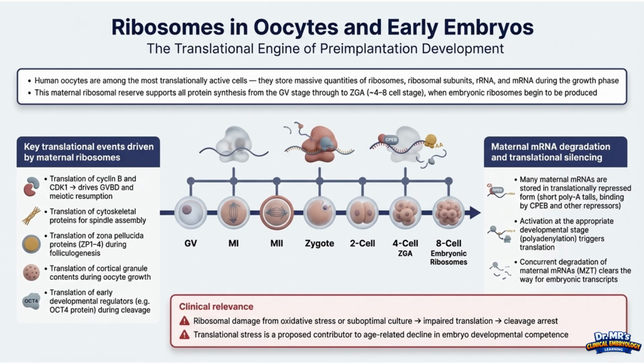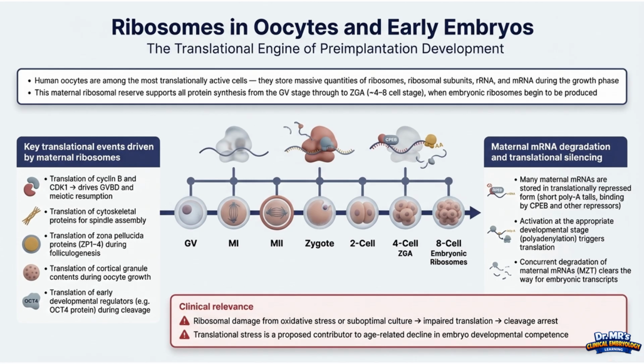It must rely on the ribosomes and the mRNA the oocyte hoarded during folliculogenesis. If the embryo needs a specific protein to execute the first cleavage division, it cannot transcribe the gene for it. It has to pull an mRNA out of the stockpile and hand it to a pre-existing maternal ribosome. Think about the quality control implications of that in the lab.